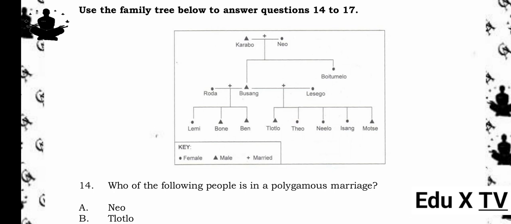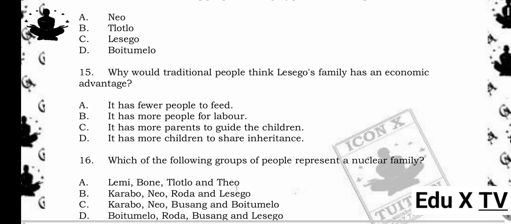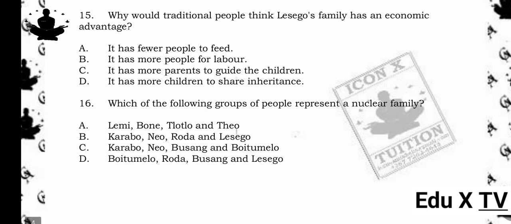Use the family tree below to answer questions 14 to 17. 14. Who of the following people is in a polygamous marriage? A. Neo. B. Tilotlo. C. Lesego. D. Butimelo. The answer is D. Butimelo. Reason being, Karabo is married to Neo and Butimelo, meaning he has 2 wives. Therefore, Butimelo is in a polygamous marriage.